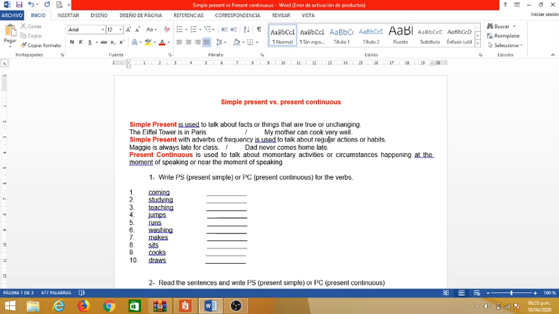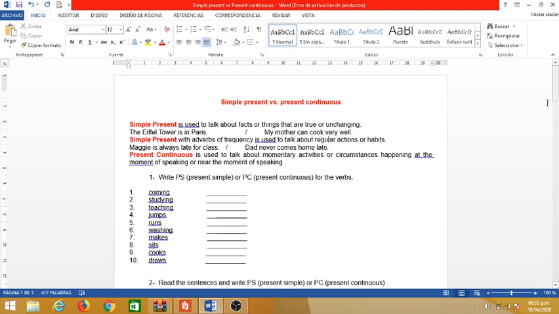Yes. In the present continuous form, you use the verb to be in present, that is to say am, is, or are, as the auxiliary, and the main verb is with ing.